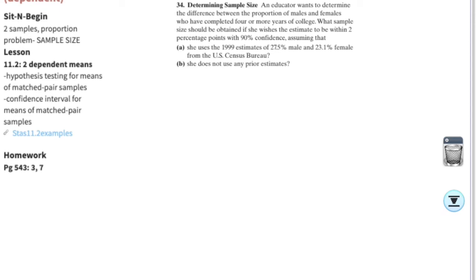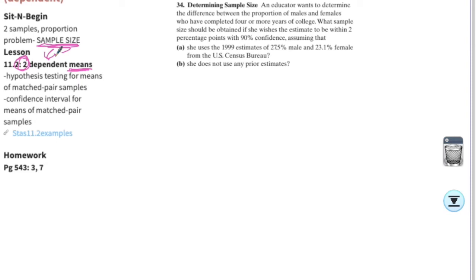Today we are going to start off with a sit and begin, and it's going to cover sample size, the type of sample size calculation that you would do from section 11.1, and we'll talk about how you can acknowledge and recognize that. Then we're going to hop into the next section in our book, which we're going to be looking at two samples again. So it's familiar and similar to what we did in the first section, but now we're going to be looking at means or averages, and they're going to be from samples that are dependent.